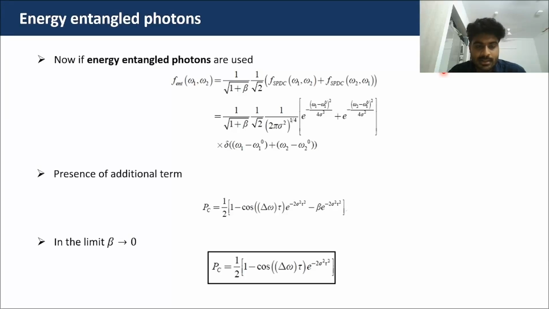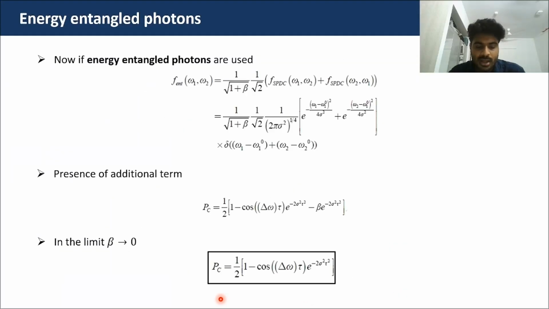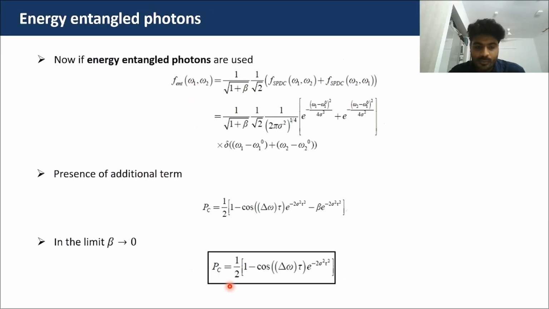Now we consider the energy entanglement part, which is crucial for the experiment and which gives us unique expressions. If energy entangled photons are used, we have two terms in the frequency spectrum, which is F SPDC omega 1 omega 2 plus F SPDC omega 2 omega 1, and we have this additional 1 by root 1 plus beta term also here. Once we substitute this spectral information part in our original expression for probability of coincidence, we obtain, in addition to these two terms, 1 and minus beta, this term: cos delta omega tau times e raised to minus 2 sigma square tau square. So this additional term appears in addition to the other two terms.